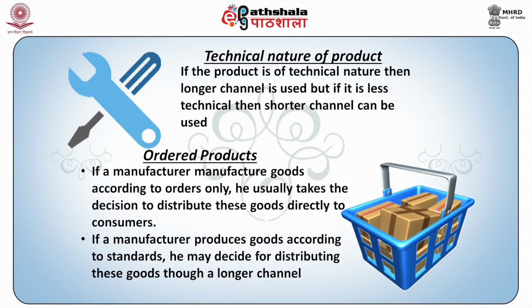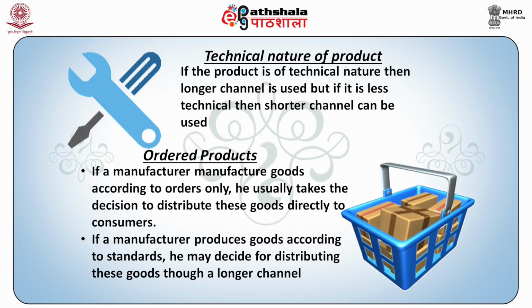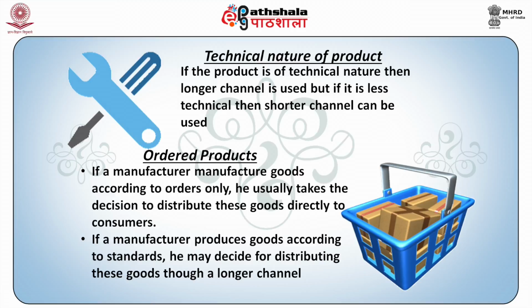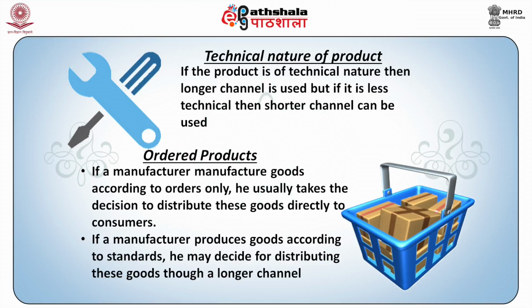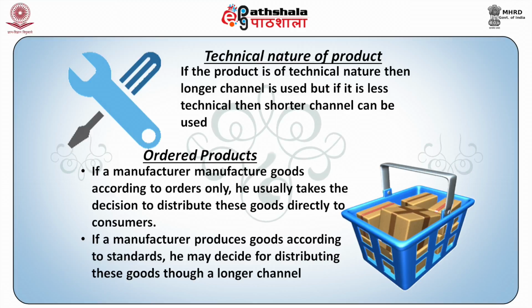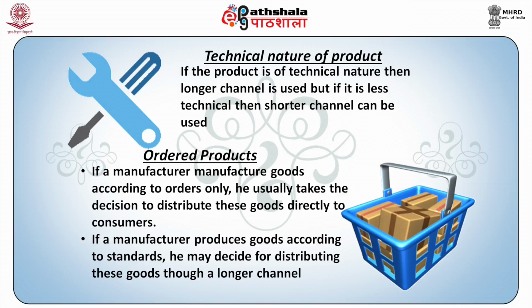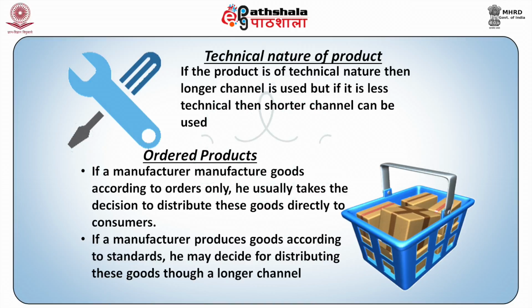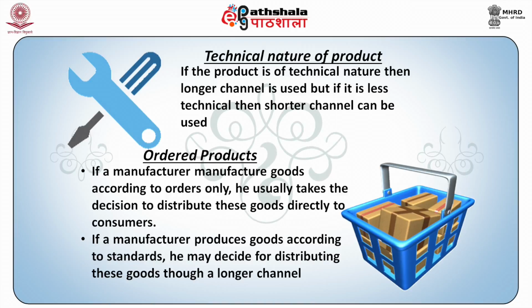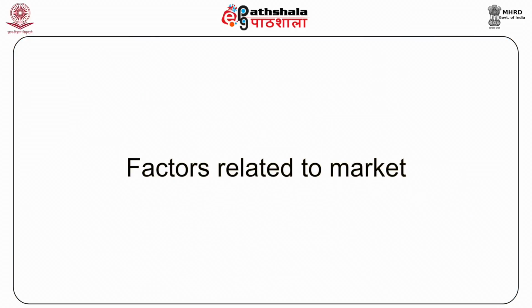Then order products. If a manufacturer manufactures goods according to orders only, he usually takes a decision to distribute these goods directly to the consumers. If a manufacturer produces goods according to standards, he may decide for distributing these goods through a longer channel.